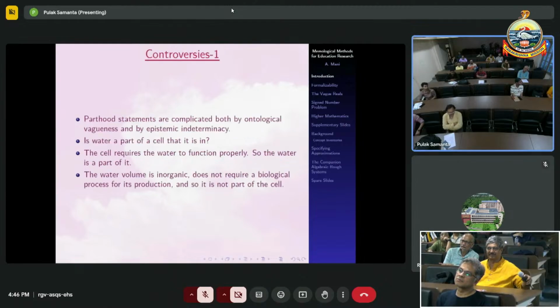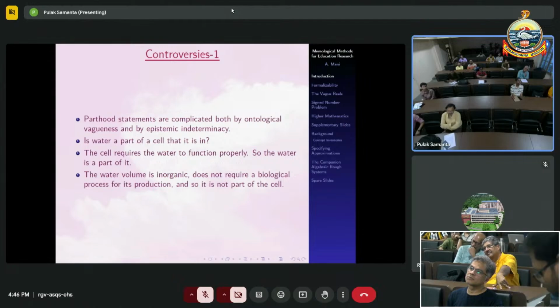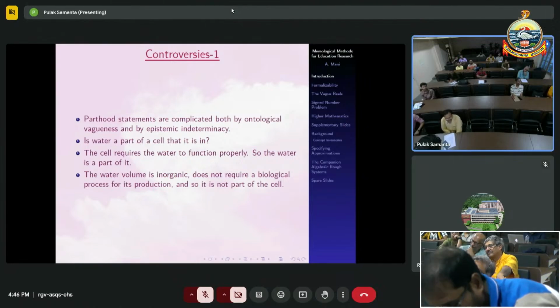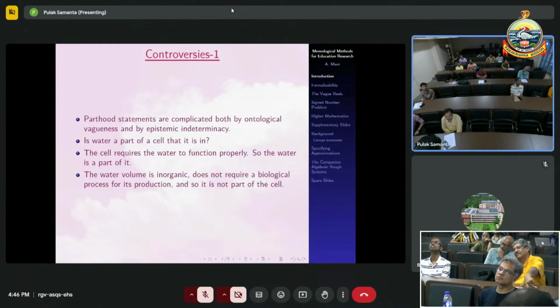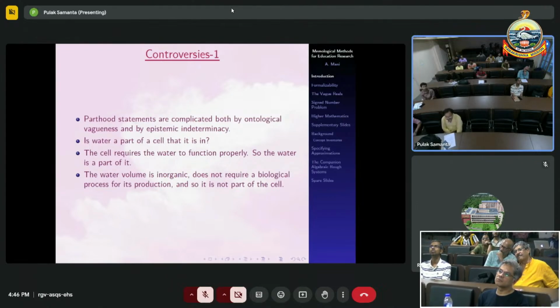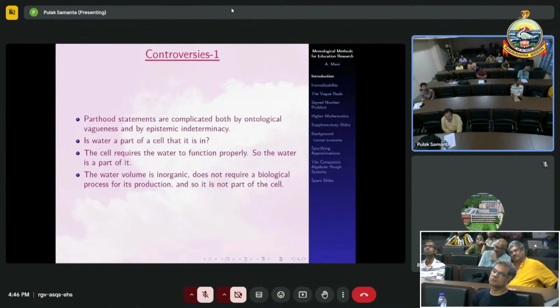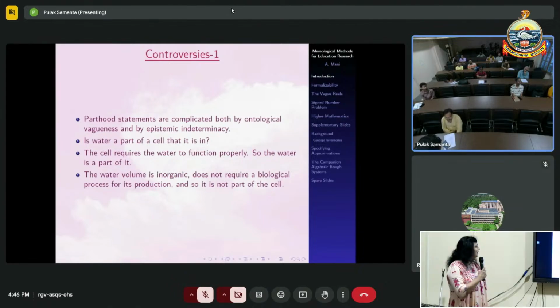And so parthood statements are complicated both by ontological vagueness and by epistemic indeterminacy. So that example explains this. And you can ask further questions like, is water a part of a cell that it is in? Which is the molecule question. The cell requires the water to function properly, so the water is a part of it. But the water volume is inorganic and does not require a biological process for its production, and so it's not part of the cell. So one can argue either way.